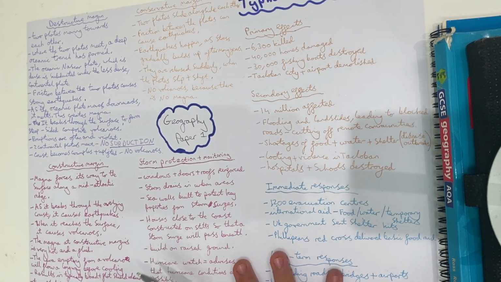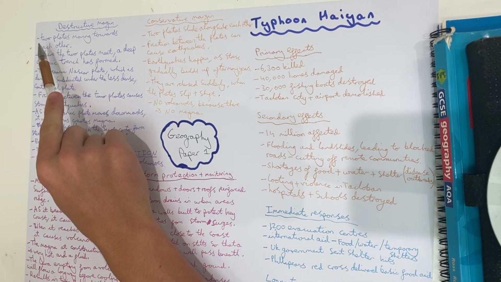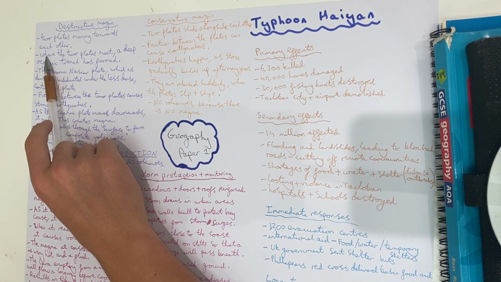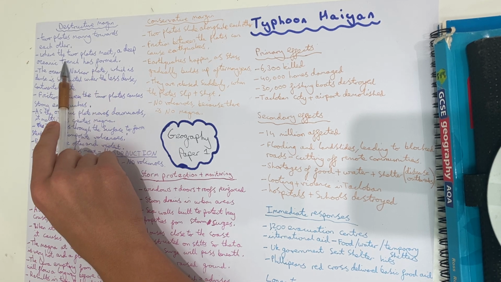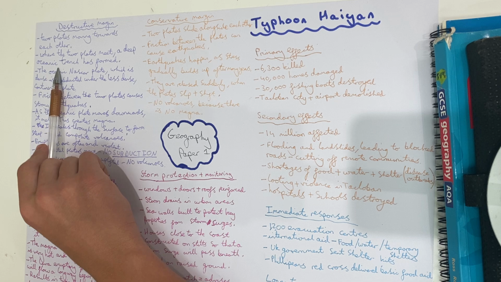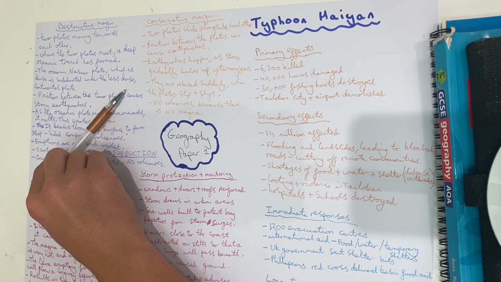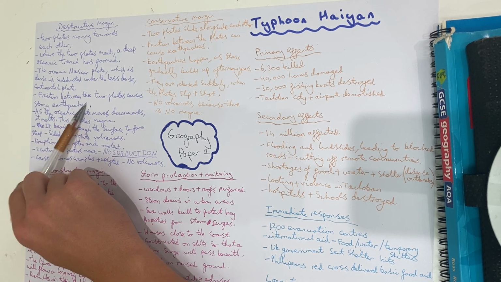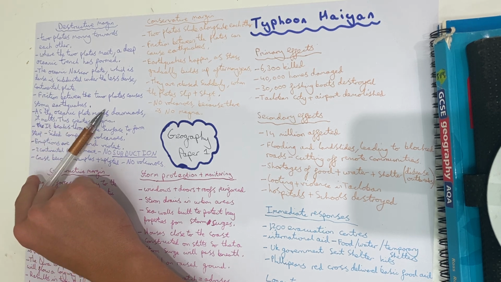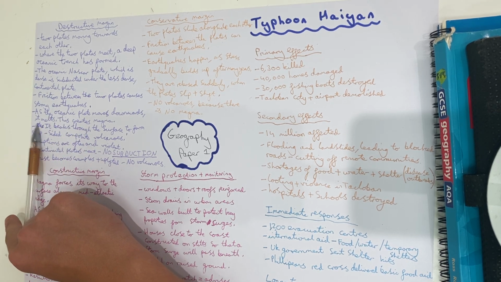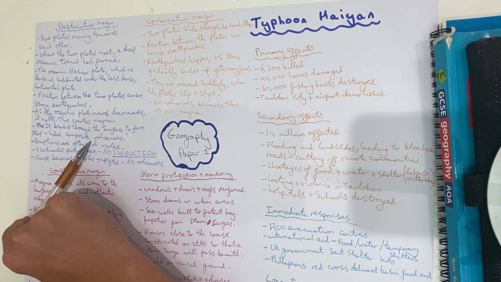Then we move over to the destructive margin. The destructive margin is where two plates move towards each other. This is where two plates meet and a deep oceanic trench is formed. The oceanic Nazca plate, for example, which is dense, is subducted under the less dense continental plate. Friction between the two plates causes strong earthquakes. And as the oceanic plate moves downwards, it melts, and this creates magma. It breaks through the surface to form steep-sided composite volcanoes.